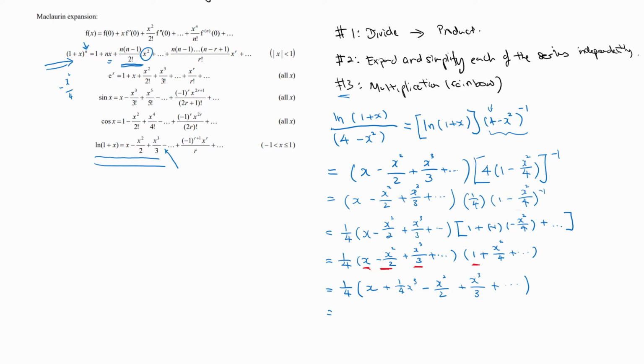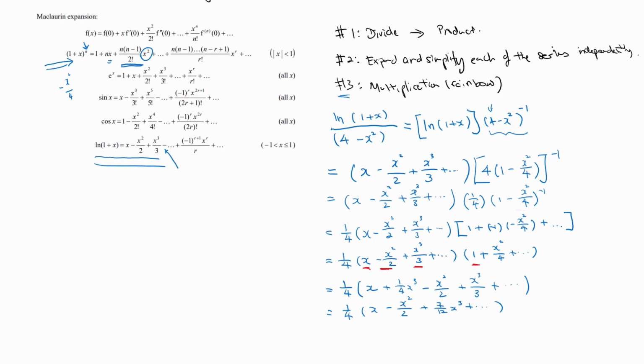Now with that we can simplify this again. We've got x, then we've got minus x squared over 2, and then we've got plus 1/4 x cubed plus 1/3 x cubed. So we can type this into our calculator: 1/4 plus 1 over 3. That gives us plus 7 over 12 x cubed.